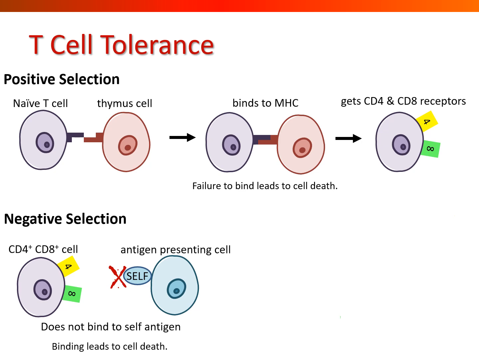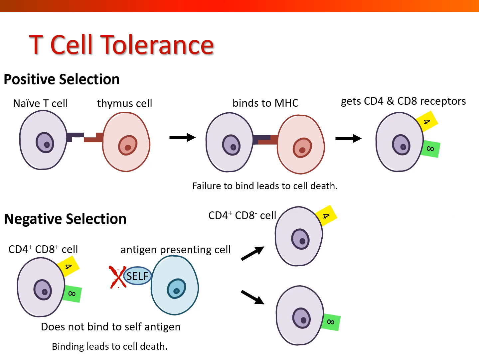But let's say that we had a pass. The CD4, CD8 positive cell has passed the positive selection and it has just passed the negative selection exam. What happens after that? Well, it's either going to end up with the CD4 receptor, in which case we would call it a CD4 positive cell. Some sources would actually say CD4 positive, CD8 negative. Or it's going to end up with the CD8 receptor, in which case we would call it a CD8 positive cell, or a CD4 negative, CD8 positive cell.